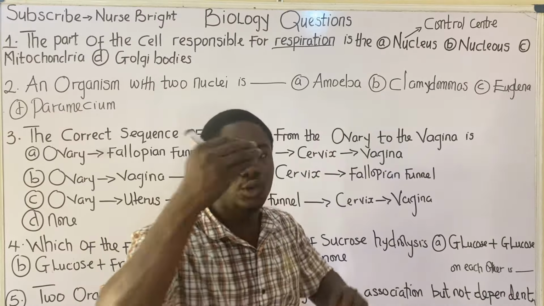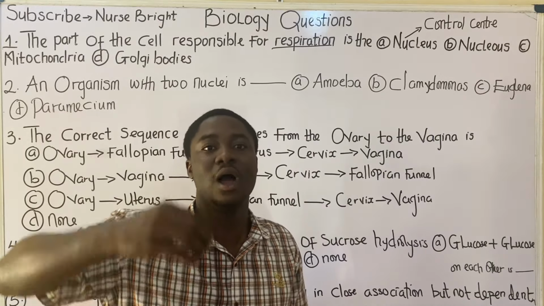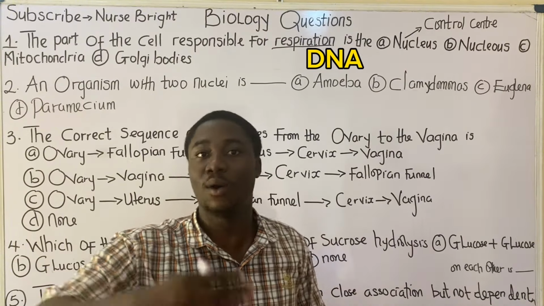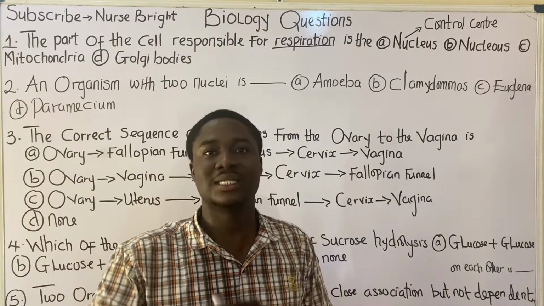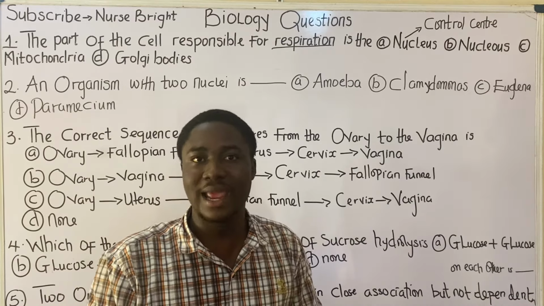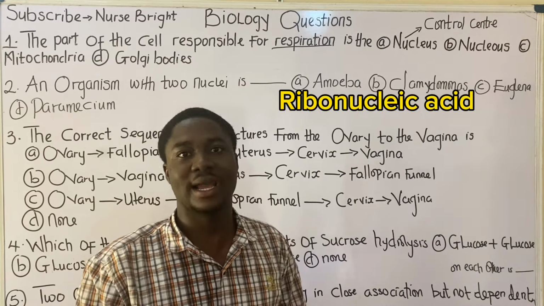But just note that the nucleus is the control center of a cell that bears the genetic materials, be it DNA or RNA. DNA means deoxyribonucleic acid, whereby RNA means ribonucleic acid.